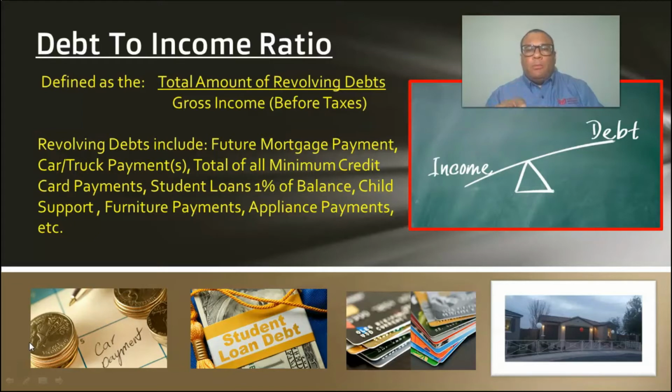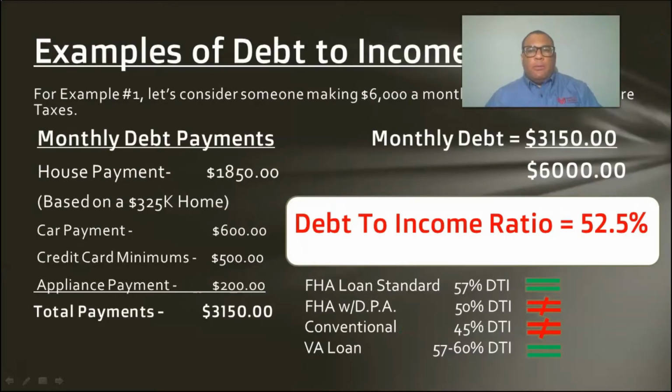Student loans, 1% of the balance, especially if it's deferred. Child support payments, furniture payments, and appliance payments, etc. Those are all debt payments that recur month after month. So here's some examples: car payment, student loan debt payment, credit cards, and then of course the future home. Examples of debt to income ratio. So we're going to have 5 different examples that we're going to go into for debt to income ratio.